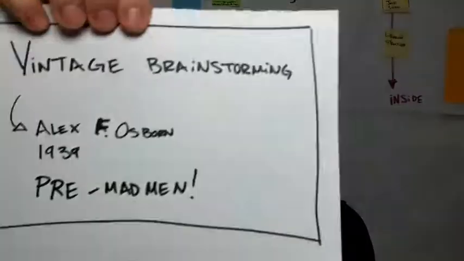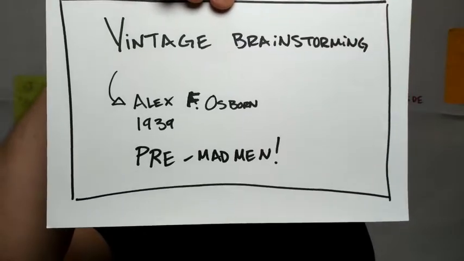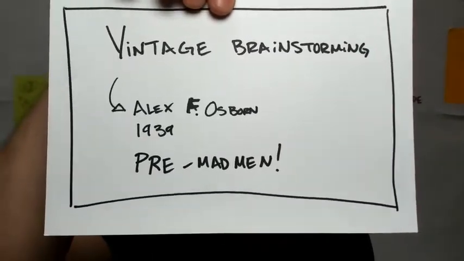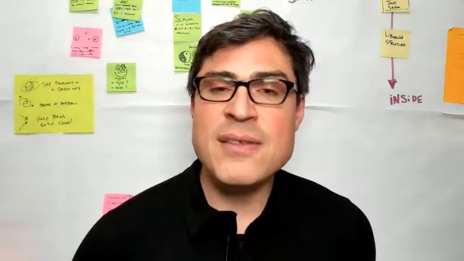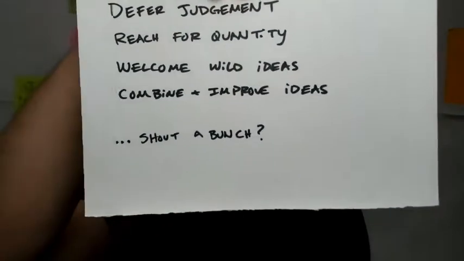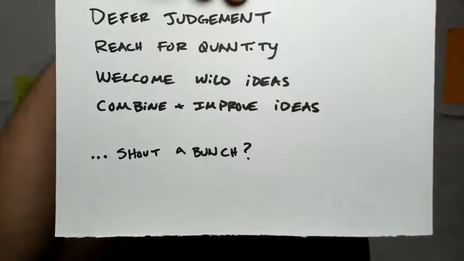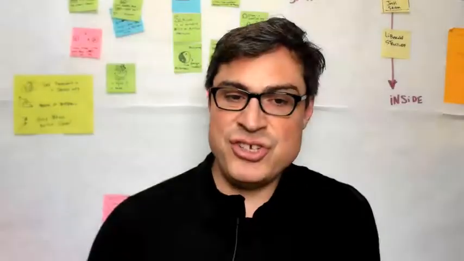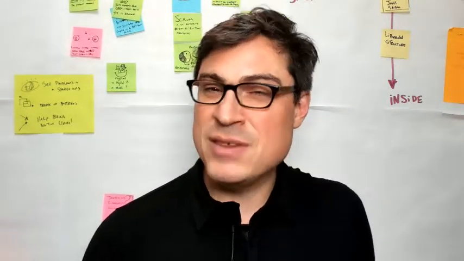And I don't know, here's the problem. I think most people are doing kind of vintage brainstorming using Alex F. Osborne's post-World War I, pre-World War II, pre-Mad Men ways of doing it. And his rules, honestly, they're not bad rules. And I used to teach these for years, and I still sometimes do. Defer judgment, reach for quantity, welcome wild ideas, combine and improve ideas, and shout a bunch. That's generally the problem. Just a bunch of people talking and nothing really happens with it.